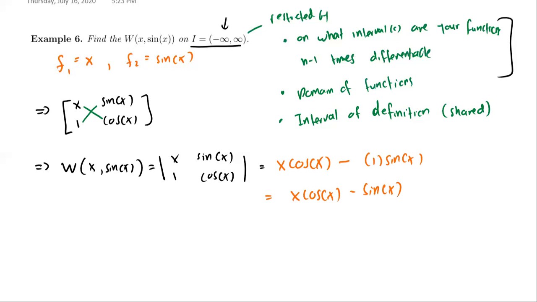So that's the Wronskian. Now you might be wondering, why is this useful? I mean, okay, I know how to compute this thing, but why? Well, the reason is because computing the Wronskian is exactly how we're going to tell whether functions are linearly independent or linearly dependent on an interval. So I'm going to do that in the next video.